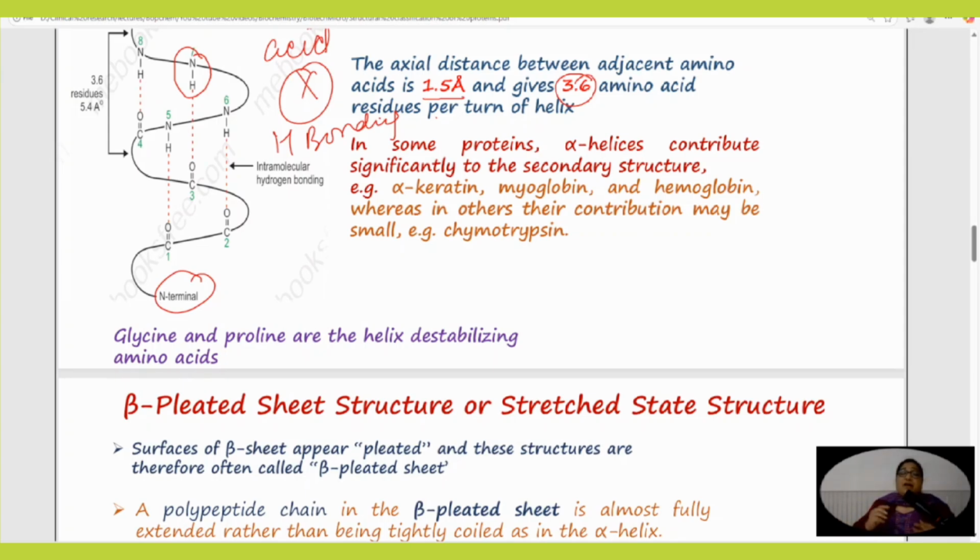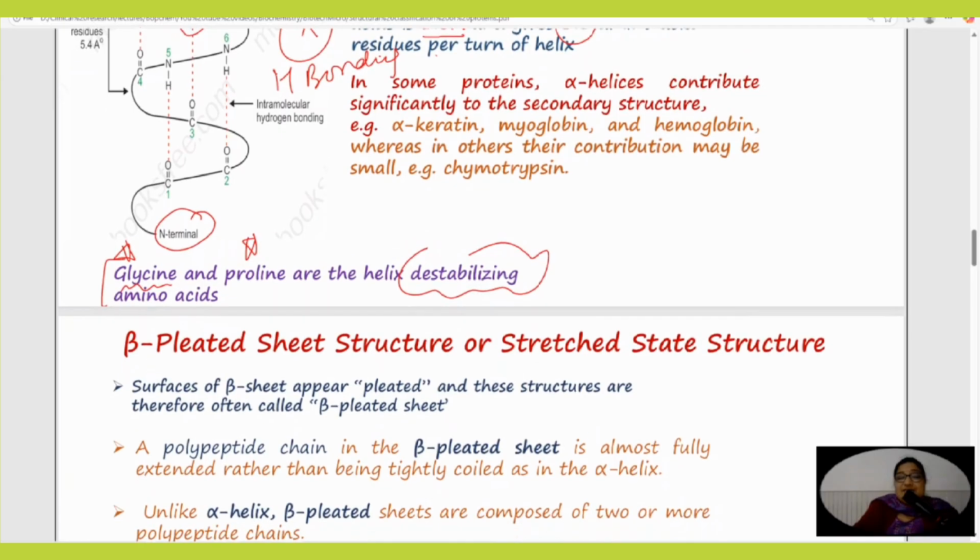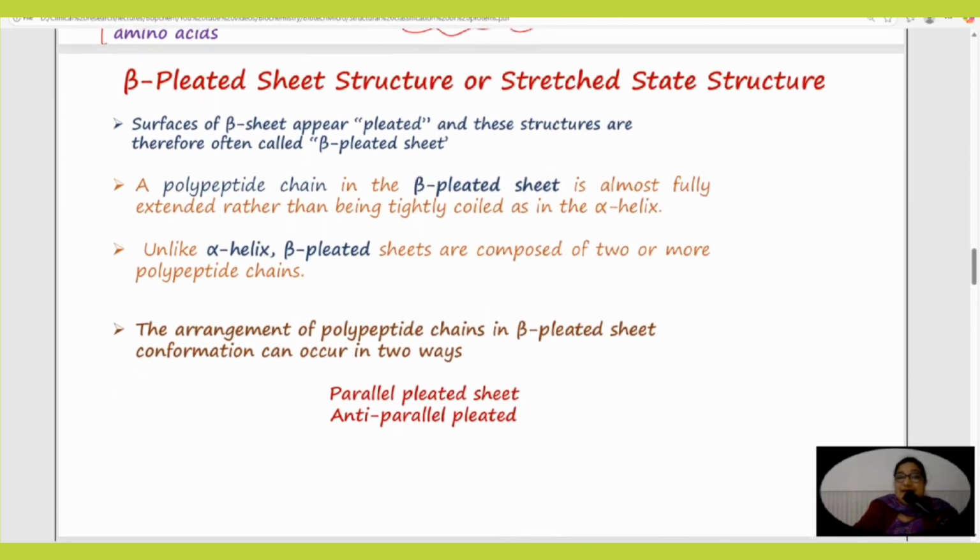Now, one important thing, glycine and proline, it is a very important point. Glycine and proline are the two amino acids that destabilize the alpha helical structure. Okay, so the alpha helix structure was a right-handed helix.